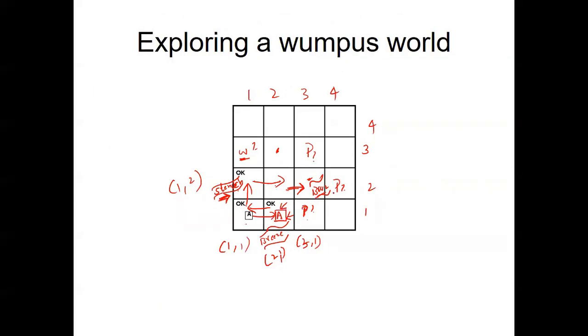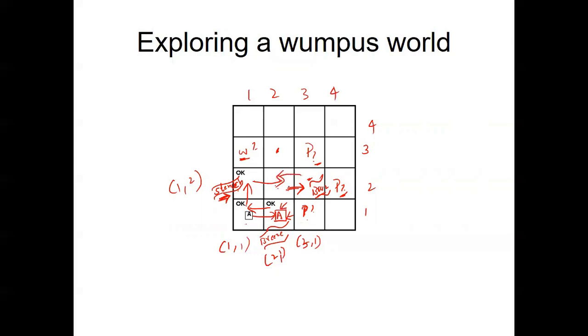That doesn't mean he can rule out the chances of having a pit here or here. There may be a pit here, and also there may be a pit here, or at least in any one of the places there may be a pit. So the agent cannot take any risk, and the agent will come back.